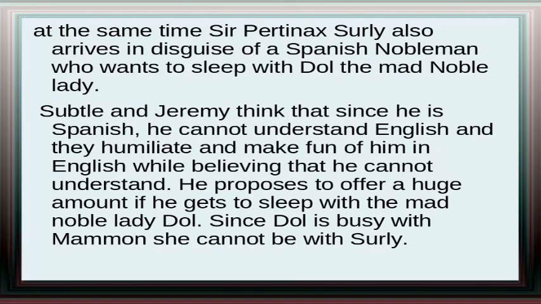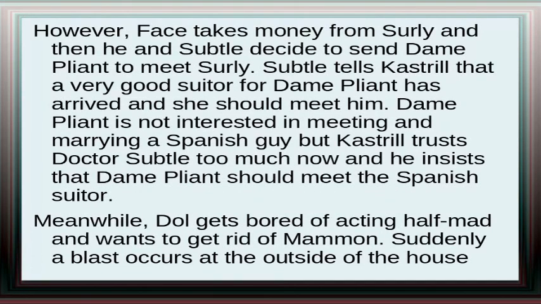Since Doll is busy with Mammon, she cannot be with Surly. However, Face takes money from Surly, and then he and Subtle decide to send Dame Pliant to meet Surly. Subtle tells Kestrel that a very good suitor for Dame Pliant has arrived, and she should meet him. Dame Pliant is not interested in meeting and marrying a Spanish guy, but Kestrel trusts Dr. Subtle too much, and he insists that Dame Pliant should meet the Spanish suitor.